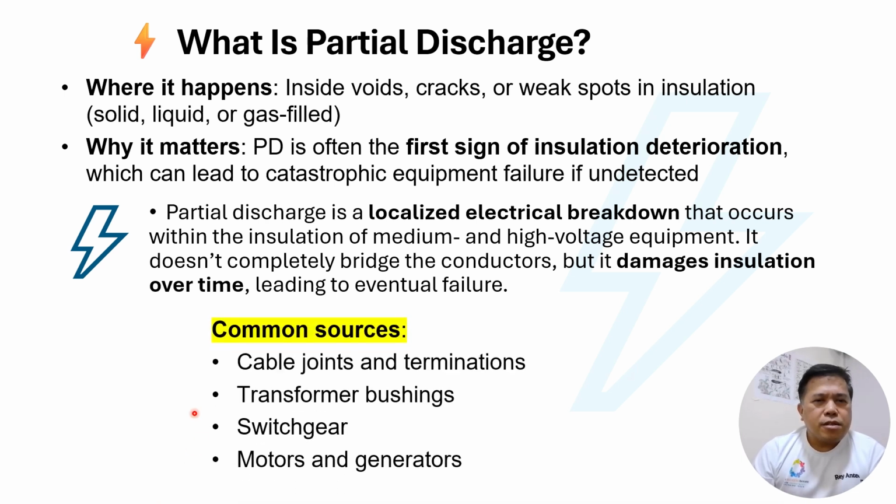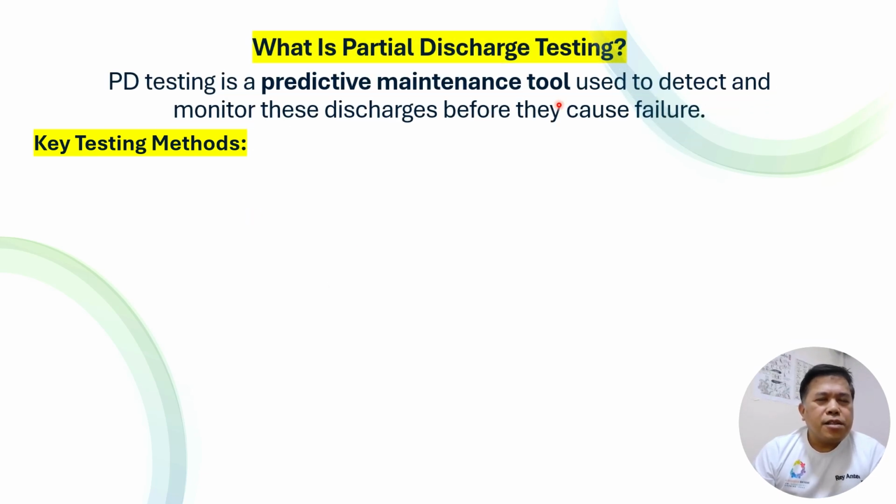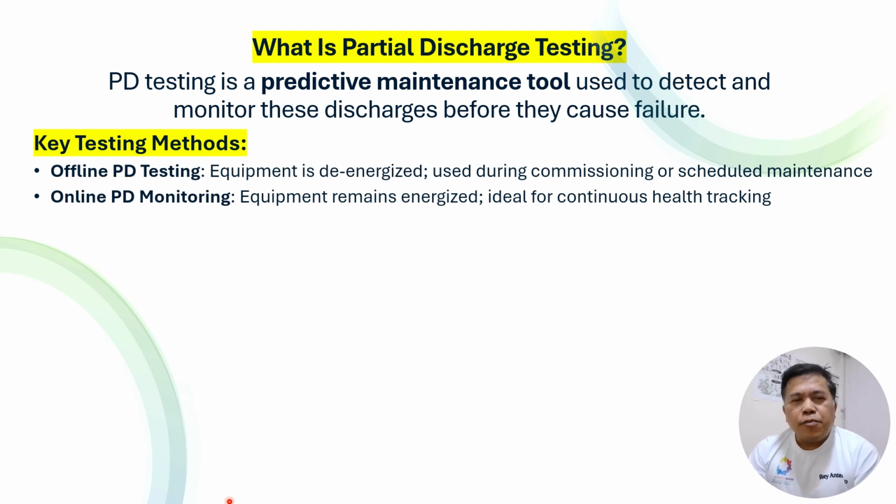So common sources are cable joints and terminations. These are our common sources when you are doing the activities: transformer bushings, switchgear, motors, and generators. So what is partial discharge? It is a predictive maintenance tool used to detect and monitor these discharges before they cause failure. That's why our operation and maintenance team needs to be very careful about these kinds of activities. We are in maintenance, so of course you need to know about this.